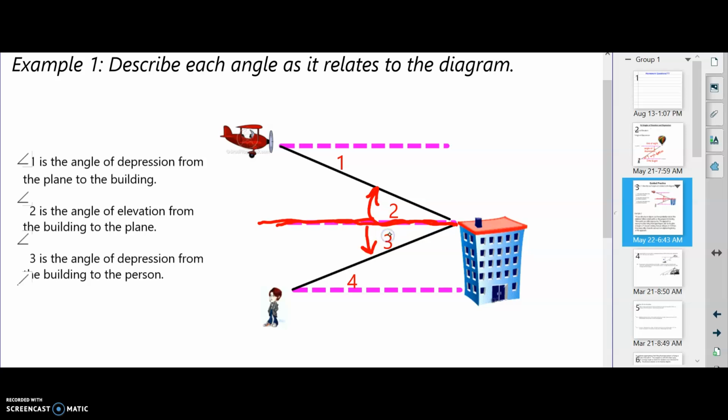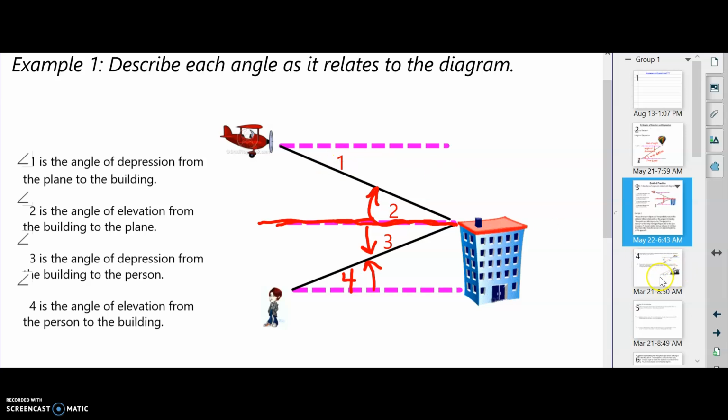All right, and then our last one here, angle 4 is from the girl. So her line of sight is straight out, and then she's looking up. So angle 4 is an angle of elevation from the person to the building. Okay? So again, it's going to be multiple choice. You're just picking if it's an angle of elevation or an angle of depression. I better write in here that angle 1 is an angle going down.